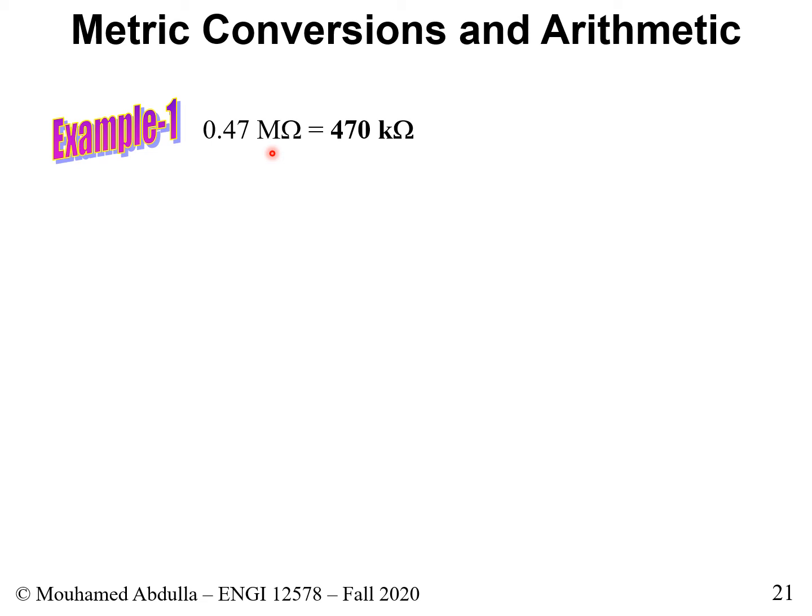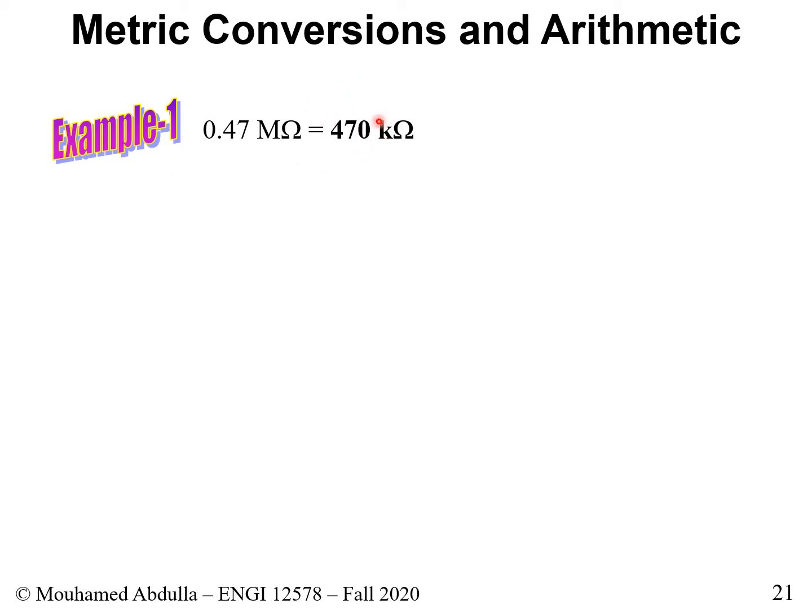M is 10 to the 6. So we have kilo 10 to the 3, mega 10 to the 6, and giga 10 to the 9. So we know this is 10 to the 6. If we drop by one prefix to kilo, we multiply by 1,000, so we move by 3 digits: 1, 2, 3. So it becomes 470 kilo ohm. Now this value here is certainly engineering notation, not this one.